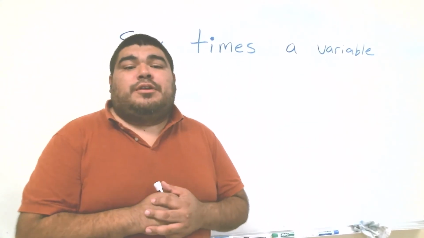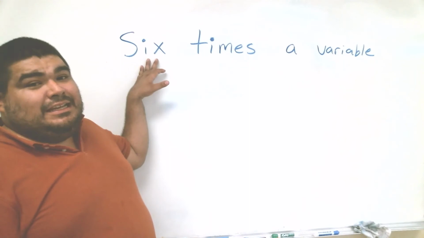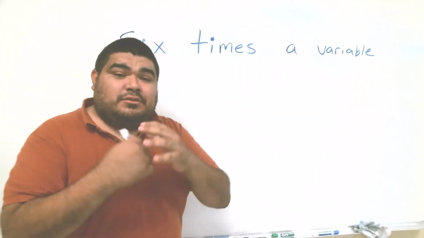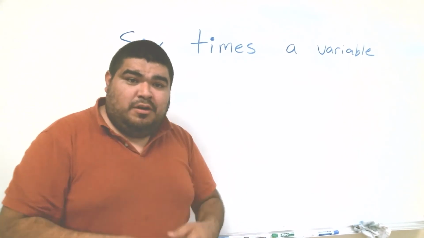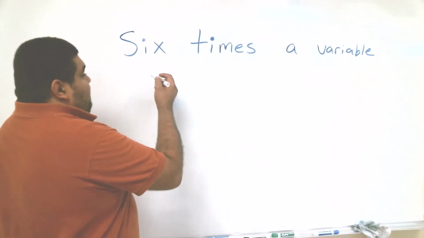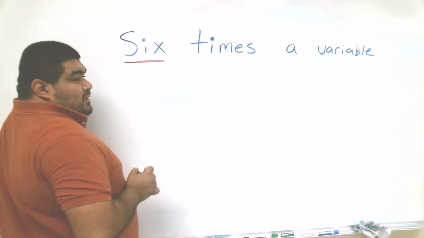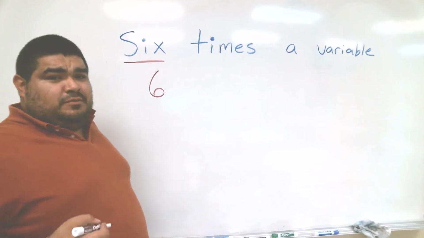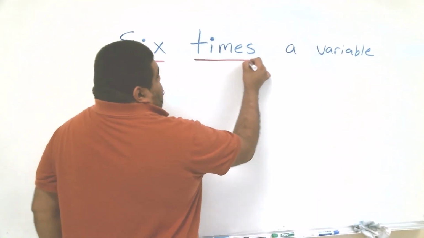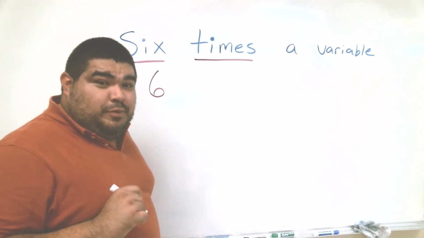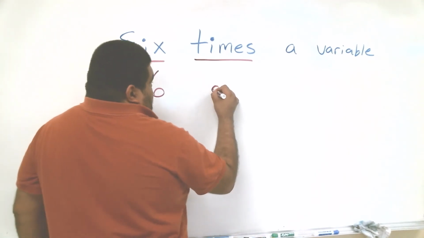Here's our second example. 6 times a variable. I always like to identify before putting it all together. So let's start off by doing that. We have a 6. 6 is just the number 6. What about times? Do you guys remember what times was? Multiplication. So we can say multiplication.